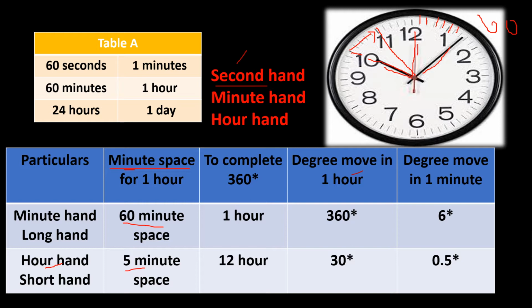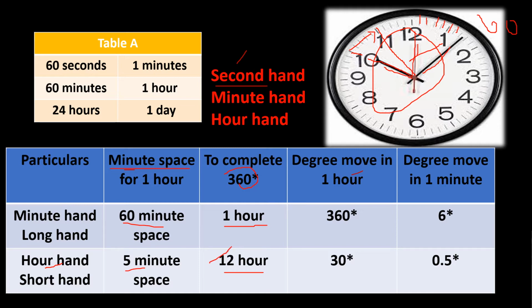Next, how many hours does it take to complete 360 degrees, that is, a full rotation? For the minute hand to complete the full 360 degrees, it takes 1 hour. But for the short hand, to complete 360 degrees, it takes 12 hours. If the short hand is here at 1, then to come again to this place, it takes 12 hours. So that is what I displayed here.